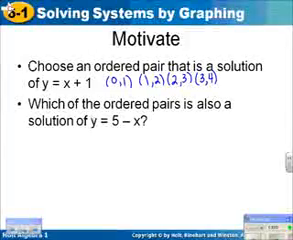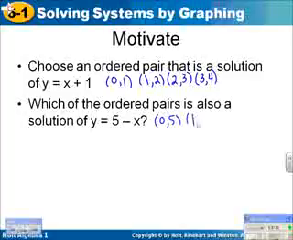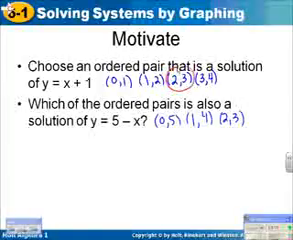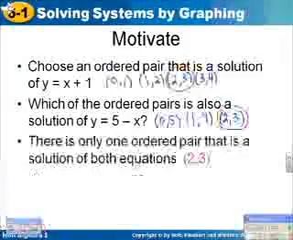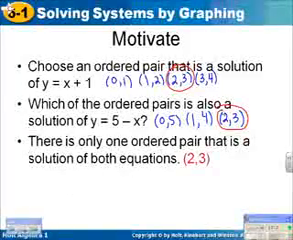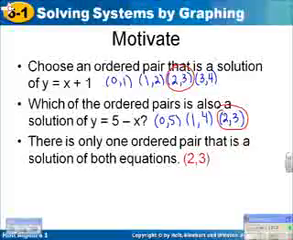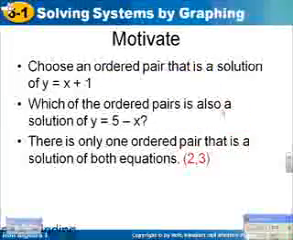So which of the ordered pairs is also a solution of y equals 5 minus x? Well, if I let x equal 0, then 5 minus 0 is 5. If I let x equal 1, then 5 minus 1 is 4. If x is 2, then 5 minus 2 is 3. So there's my match. (2, 3) is a solution of y equals x plus 1, and (2, 3) is a solution of y equals 5 minus x. So there's only going to be one ordered pair that's a solution to both of those equations.